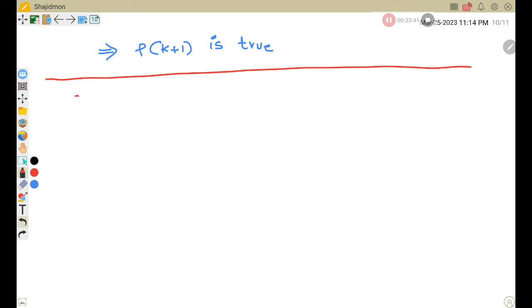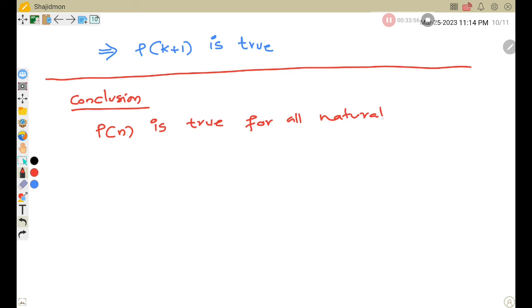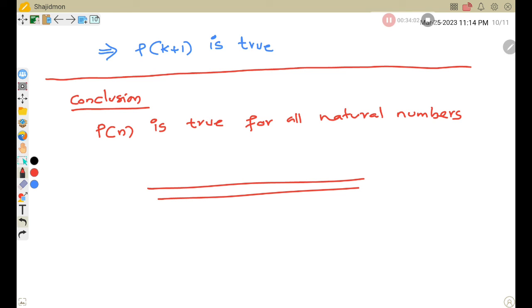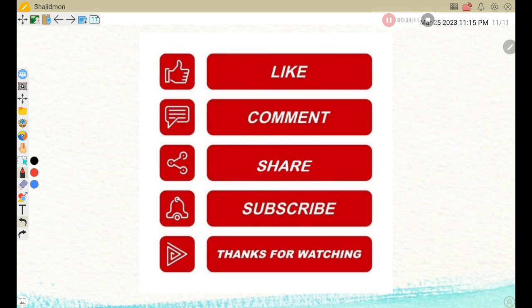That means, what is the conclusion? We can conclude by conclusion p of n is true. P of n is true for all natural numbers. All natural numbers, correct? So that means our statement is true for all natural numbers by mathematical induction. Hope you understood these three questions related to mathematical induction.